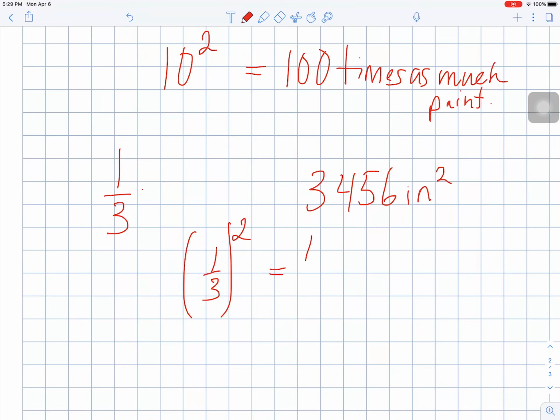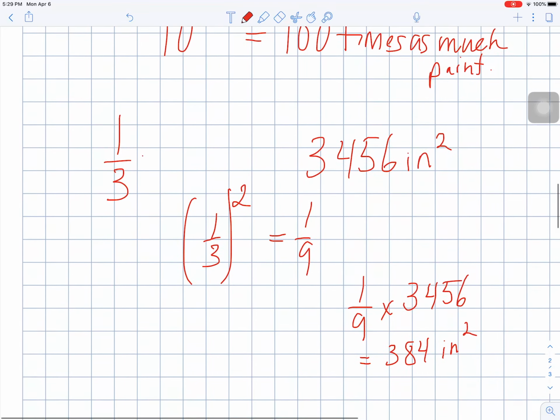So it's 1/3 times 1/3, which equals 1/9. So now we have that correct, so we're going to use 1/9 times the 3,546 square inches. That's going to tell you how much glass she uses on a replica, which when you throw the math in there, she uses 384 square inches of glass.